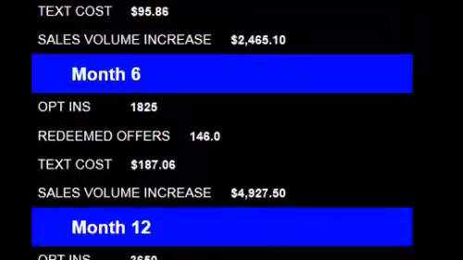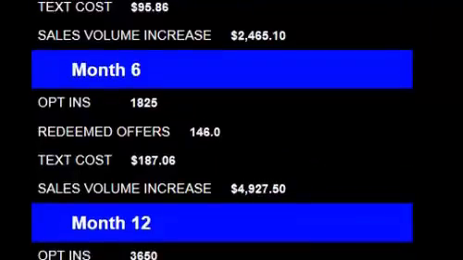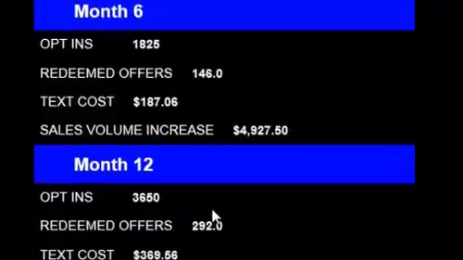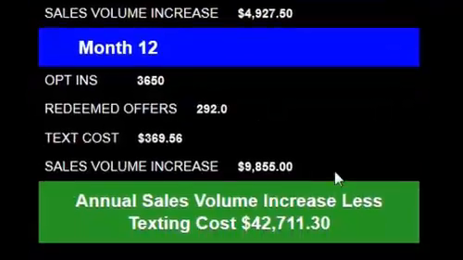It gets better. On month 6, you're going to be sending about 1,825 text messages. Your return, your sales volume increase after the text cost of $187 is going to be $4,927. In month 12, you're going to have about 3,600 opt-ins. You're going to have a gross revenue that month increase, sales volume increase of $9,000.